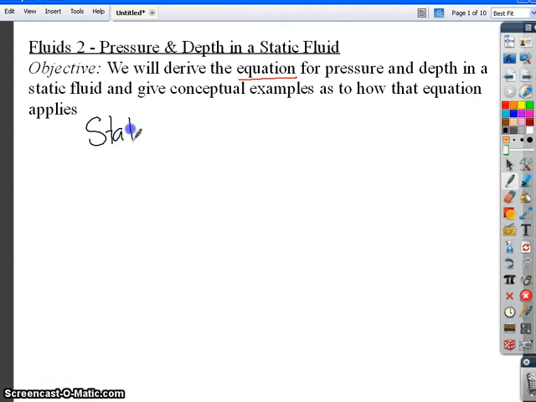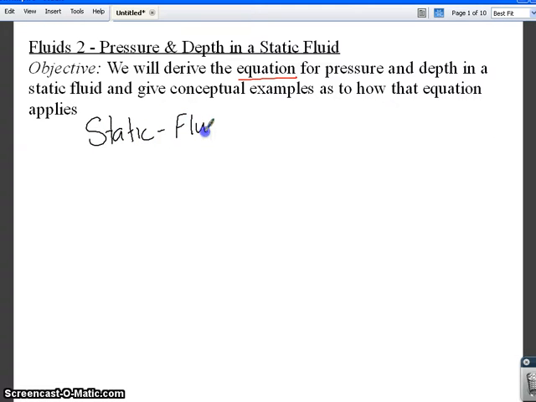Static fluid means the fluid is not moving or flowing. This is almost like a cup of water sitting there, or like a big lake. It's sitting there. There's no currents. It's just a static fluid. And we know that molecules are moving and vibrating, but we're not going to take that into consideration. We're looking at the fluid as a whole, and as a whole, it's not moving.